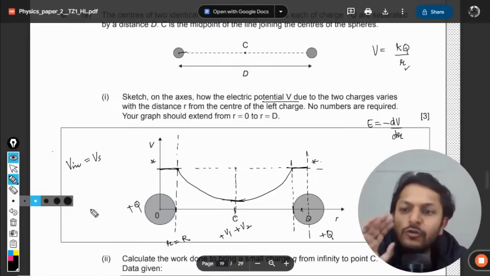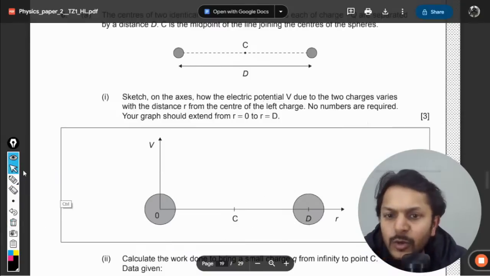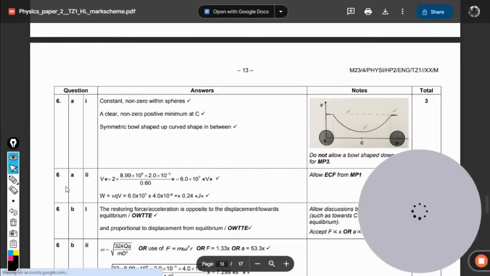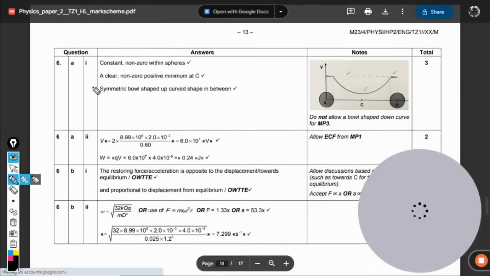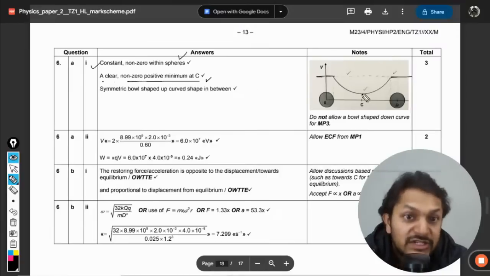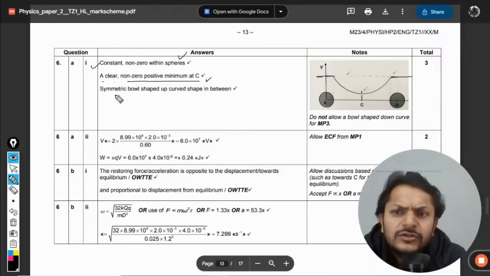Okay, so this is how we do the first question. Let us see what is the answer that they have given. And yes, they are talking in the same manner. Constant non-zero within the spheres. So it is a constant but non-zero value within the sphere. A clear non-zero positive value, minimum at C. So C's value is positive, but it is minimum, as we have already told you.